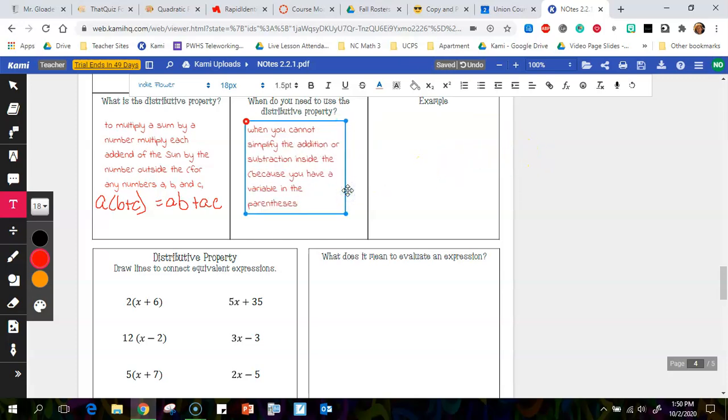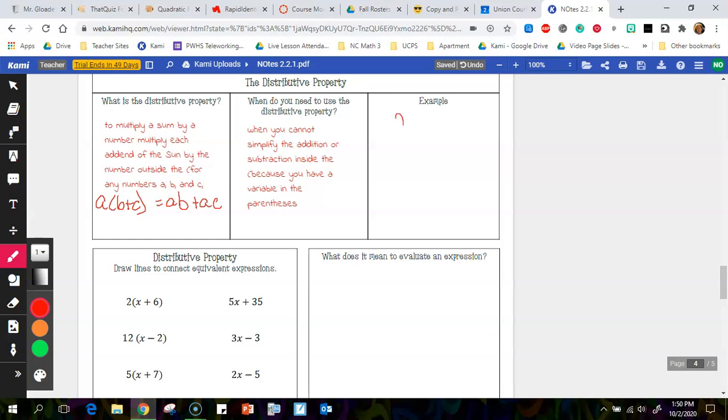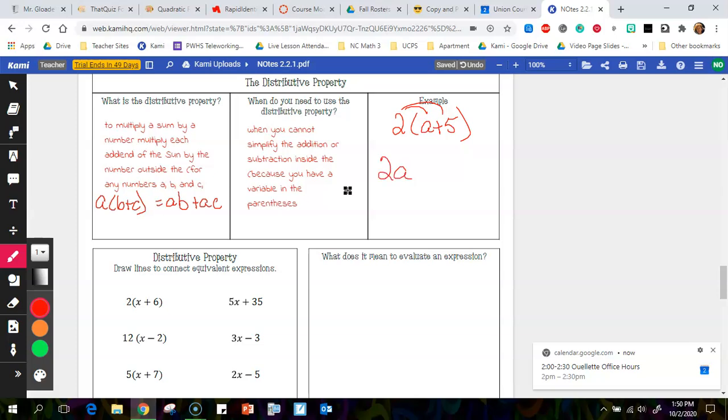Let's do an example. Simple example. 2 times (a + 5). You're going to multiply the 2 times the a and the 2 times the 5. 2a, and you're going to put that plus symbol between them, plus 10. And y'all have seen this before.